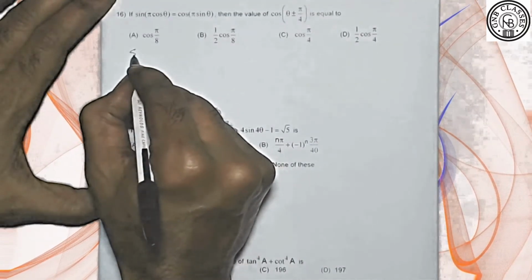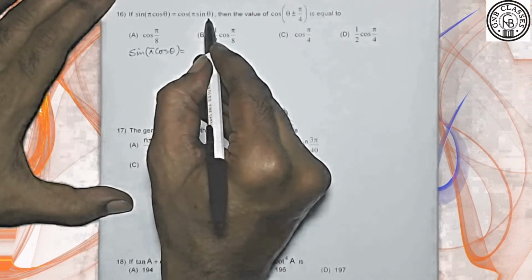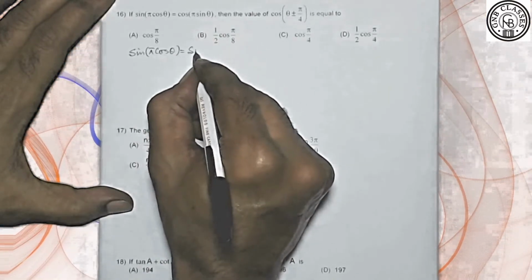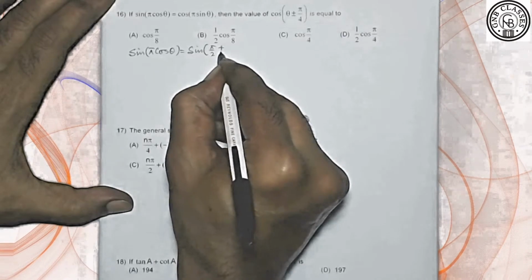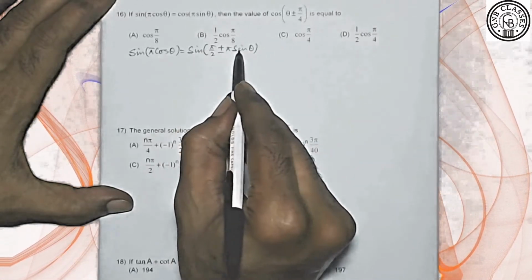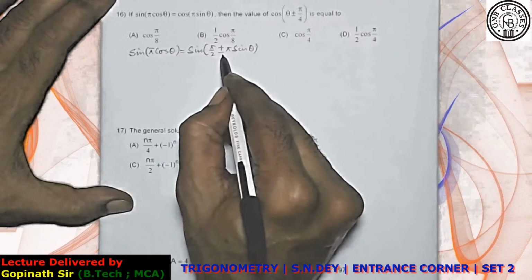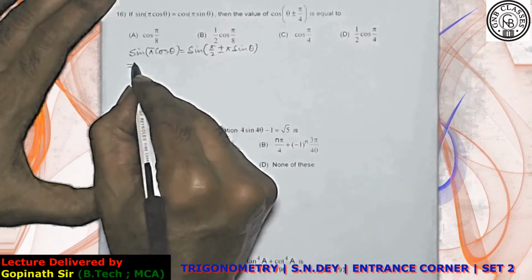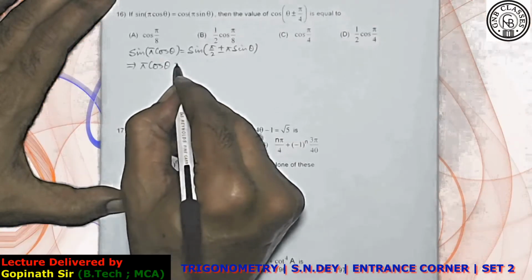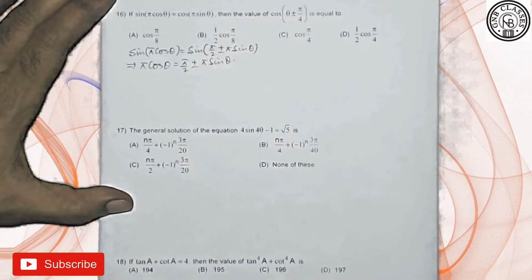We have been given cos pi sine theta equals to cos... This I can write as sine pi by 2 plus minus pi sine theta, because look at it carefully, sine pi by 2 plus theta will give you cos theta. Sine pi by 2 minus theta will also give you cos theta. So in that case, your plus minus is appropriate. So from here we can write pi cos theta is pi by 2 plus minus pi sine theta. Remove pi from both sides.